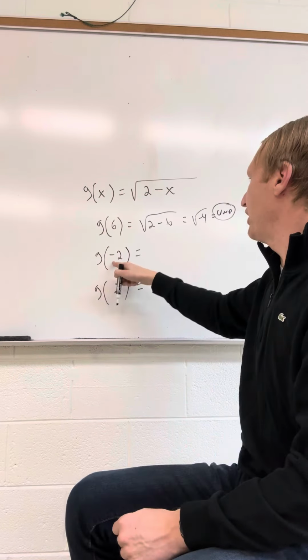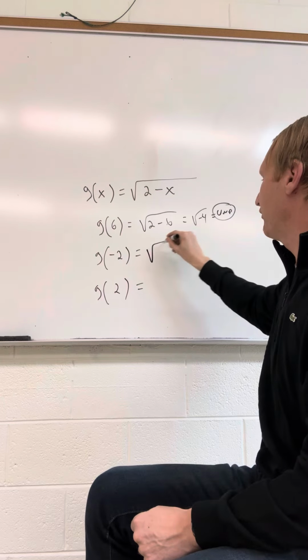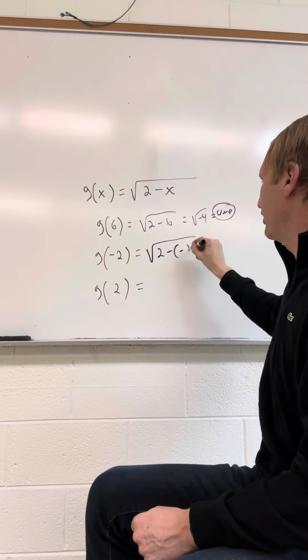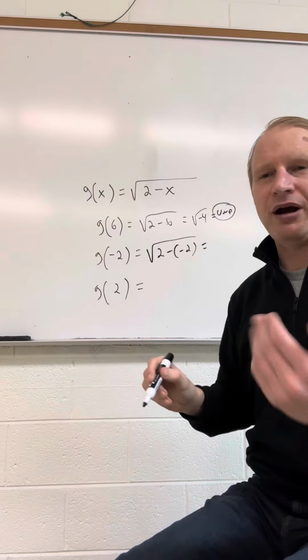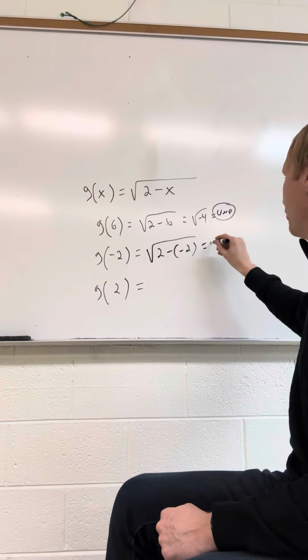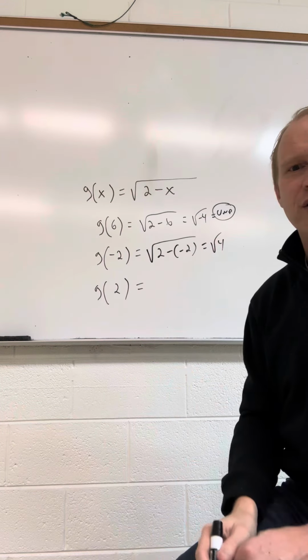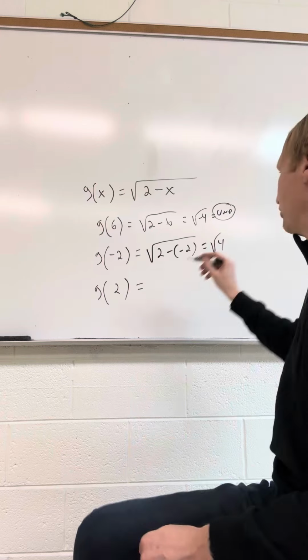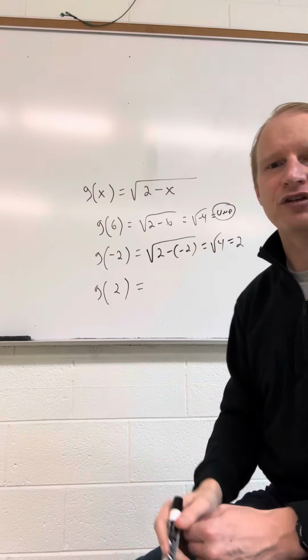Then we have g of negative 2, so we put negative 2 in there. We have the square root of 2 minus negative 2. So 2 minus negative 2 is like 2 plus 2, which is 4. So we get the square root of 4, and the square root of 4 is just 2. So that's going to just be 2.